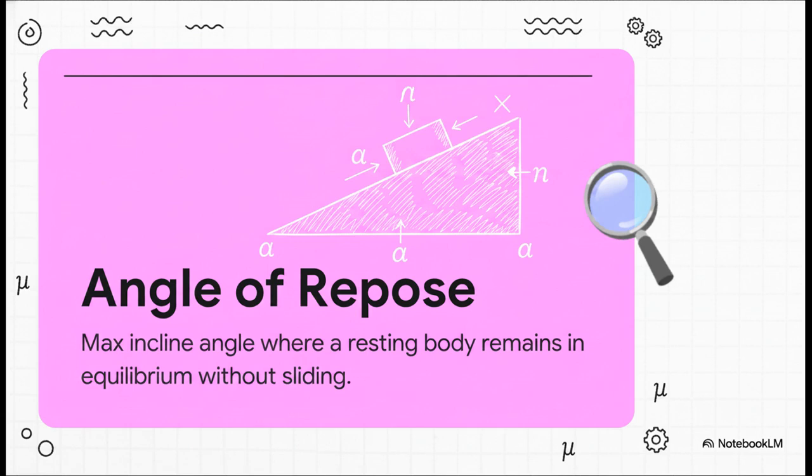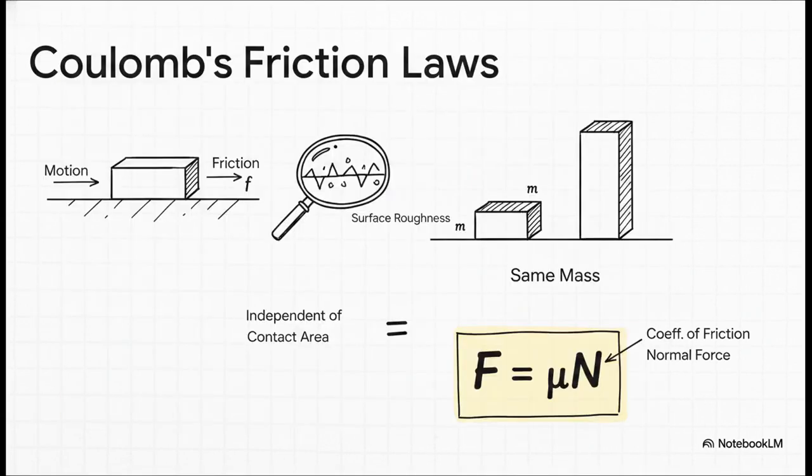And honestly, you can't talk about that without mentioning the angle of repose. This is a crucial concept to pull out of your back pocket whenever an exam question throws an inclined plane at you. Imagine you're slowly tilting a ramp with a block resting on it. The angle of repose is the absolute maximum angle you can hit where that block stays in perfect equilibrium without sliding down. And here's a fun fact: if your ramp angle exactly equals the angle of friction, you've hit the angle of repose.